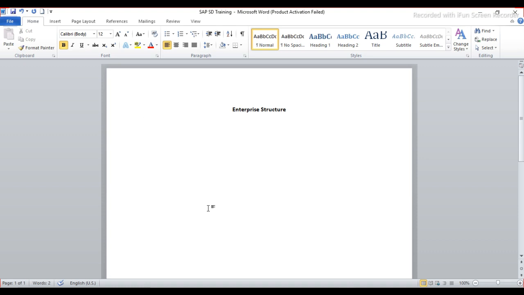Without enterprise structure you also cannot generate reports. Management wants to see reports, whether a sales report, a purchase report or a finance report. Based on these, they check the reports of the sales department, purchase department and finance department. So without this enterprise structure we cannot generate any report.